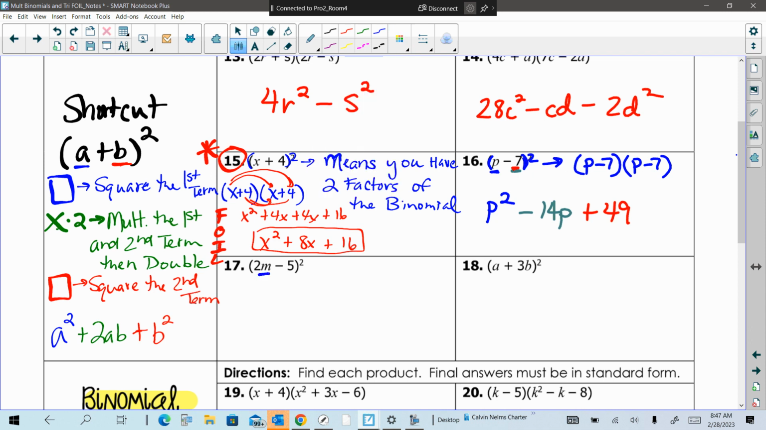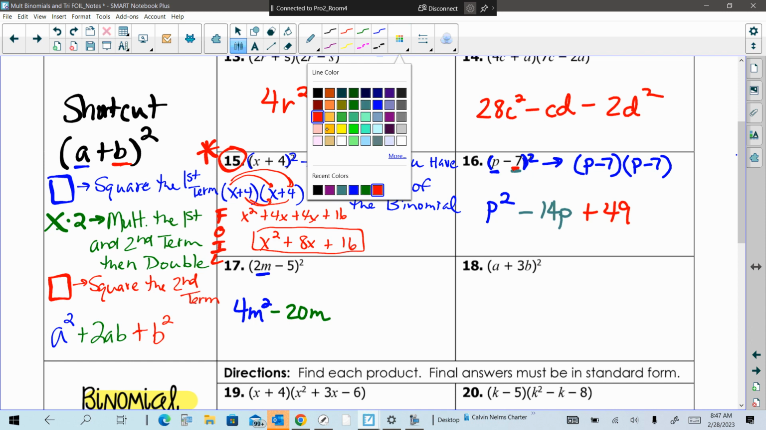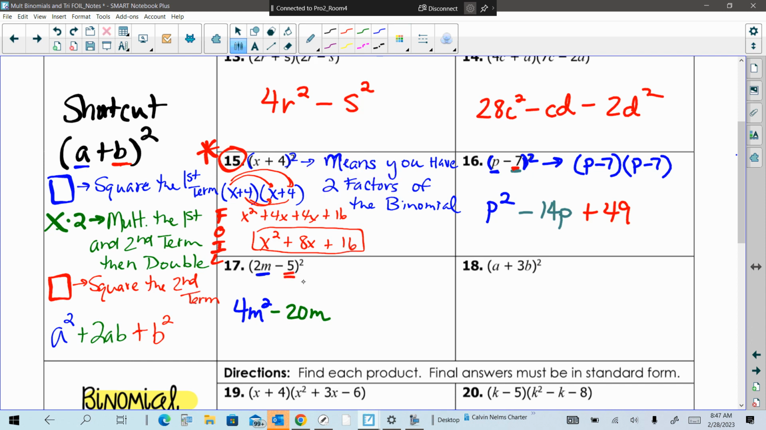So here it is on 17. If I square 2m squared, that becomes 4m squared, because you have to square the number and the letter. Then if I take these two terms and double them, multiply them together, 2m times minus 5 is a negative 10. But if I double it, it becomes a negative 20m. Now the last thing I need to do is square the last term. If I square that, it becomes positive 25. And there's our answer.